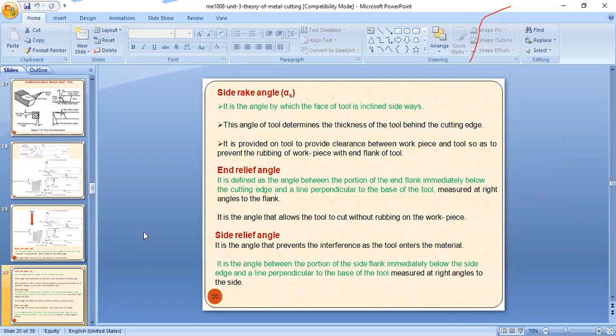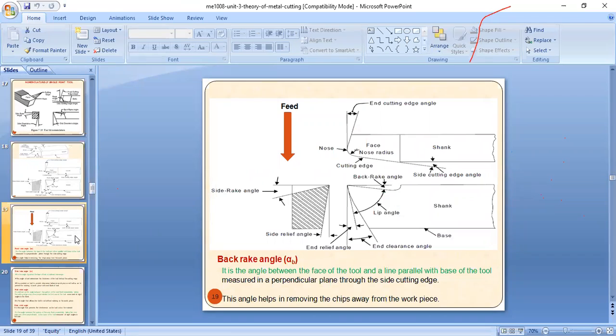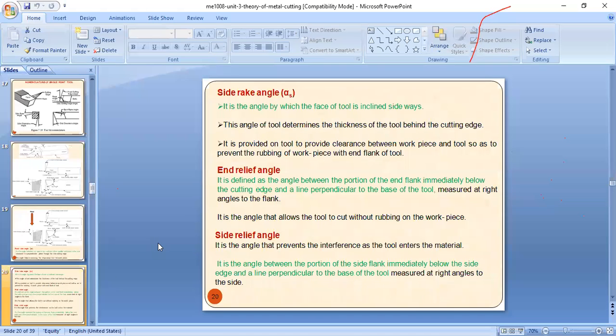Next one is the end relief angle. End relief angle also we have discussed. It is defined as the angle between the portion of the end flank immediately below the cutting edge. You can see the diagram also. Again, we'll go to the diagram. End relief angle is this one. End relief angle is shown in this particular diagram. All that, you have to practice and go through the definitions also. And it's measured at right angles to the flank. You have seen the diagram also.